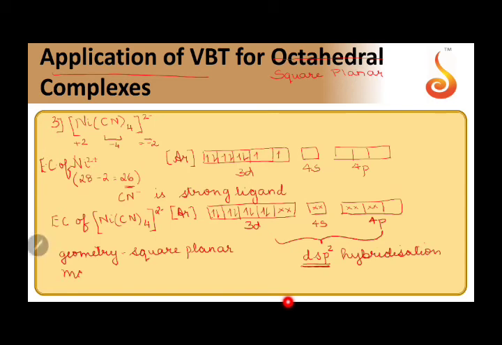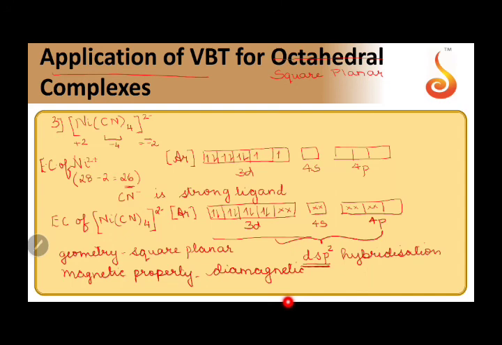Magnetic property depends upon number of unpaired electrons. If we observe the electronic configuration, we can see here that there are no unpaired electrons. As there are no unpaired electrons, there is no magnetic property. That is, the complex is diamagnetic.